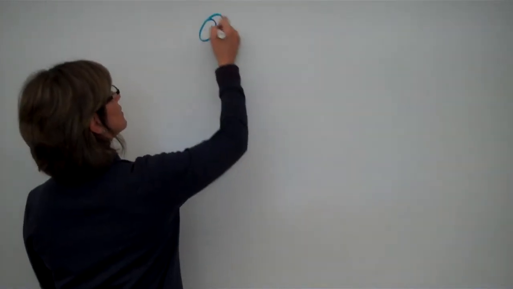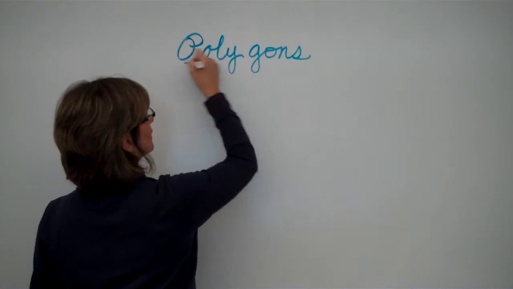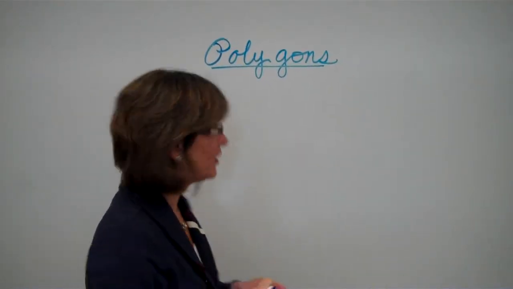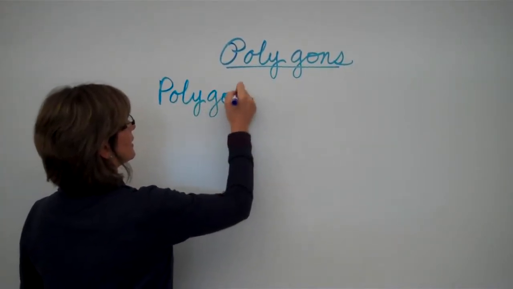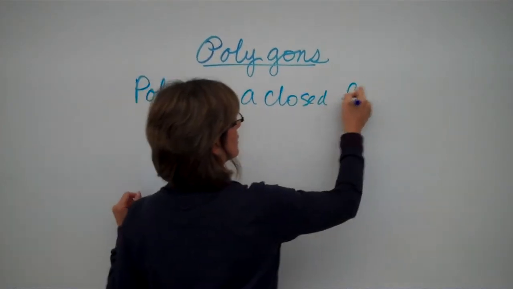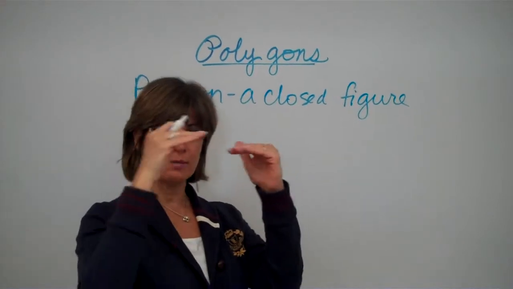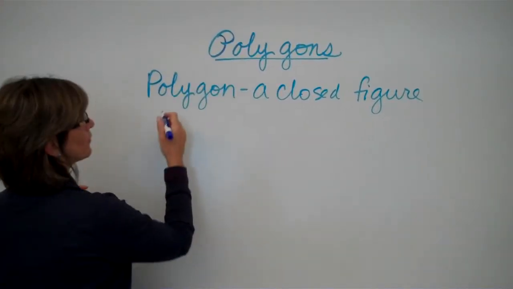Okay, today we're going to be starting our study of polygons. What is a polygon? That's the first thing you need to ask yourself. A polygon is a closed figure. So that means it doesn't have any open ends, it meets, and all the sides meet at vertices.